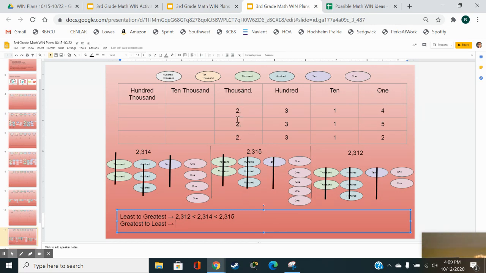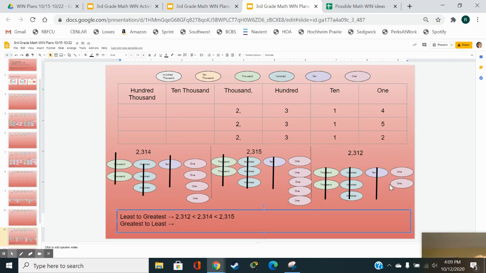So I'm still going to look at my thousands. Well, my thousands are still the same, 2, 2, and 2. I have 2,000, 2,000, 2,000. That doesn't help me very much, so I crossed them off. 300, 300, 300. They're all the same, so I'm going to cross them off. 110, 110, 110. Still the same, so I'm going to cross those off. So now I get to my ones place. 4 ones, 5 ones, 2 ones.